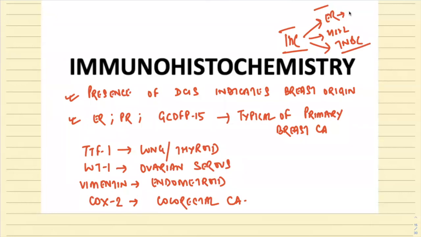See, if it is ER positive, I will give anti-estrogen therapy. If it is HER2, I will give trastuzumab. If it is TNBC, we will give chemotherapy to the patient. So we need this information. As a clinician, you have to ask for this information in case of breast carcinoma.